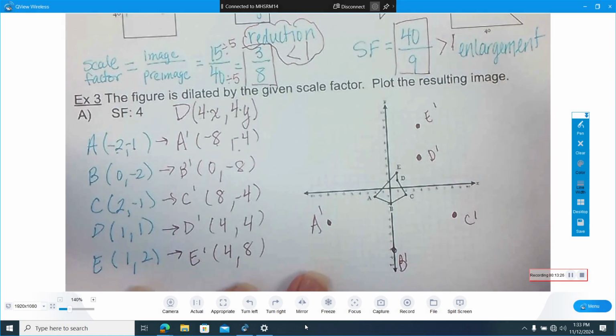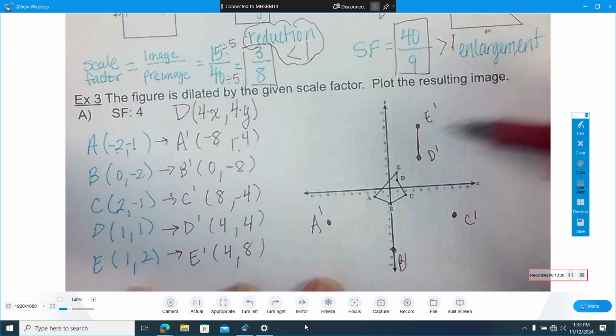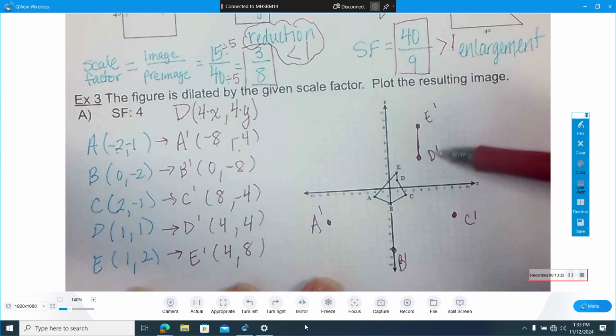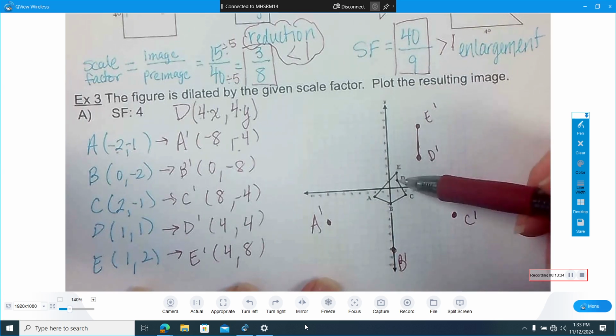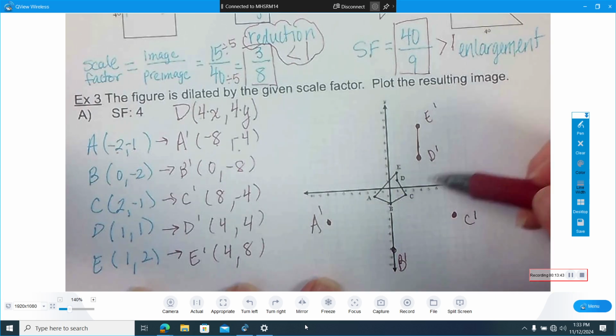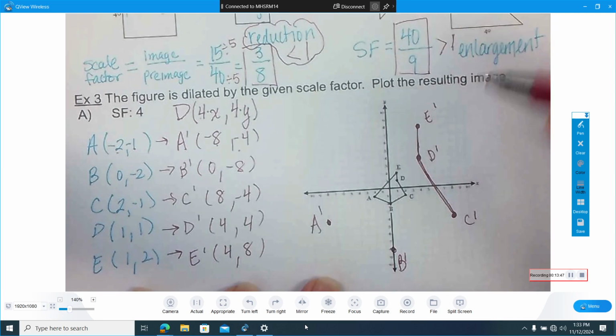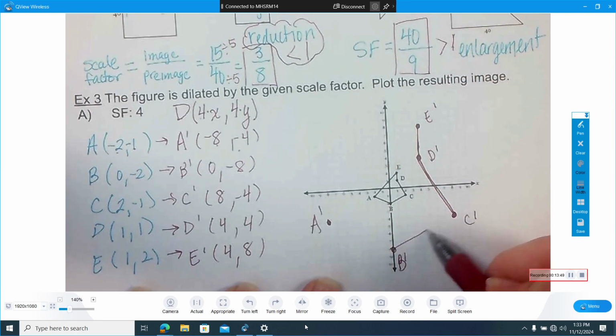All right. You'll notice when I connect E prime to D prime, E prime and D prime correspond to E and D. What's the length of ED? 1. What's the length of E prime, D prime? 1. What was the scale factor? 1. Okay.